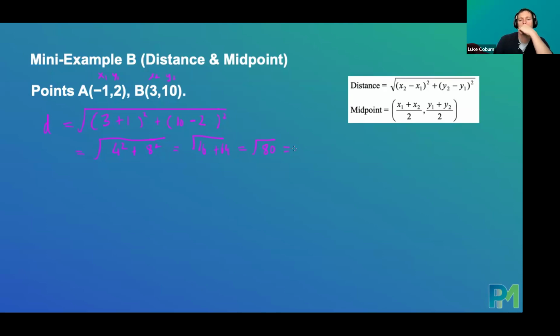So this is going to be, well, it's going to be the square root of 4 times the square root of 20, which is 2 times the square root of 20. So that's 2 times the square root of 4 times the square root of 5. So that's 2 times 2 times the square root of 5. So that's going to be 4 times the square root of 5. Okay.